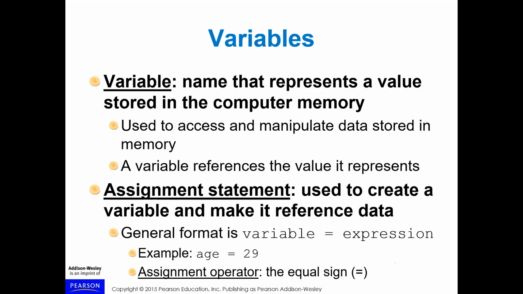These are things that you can try in Python already with your Jupyter notebook. Just type this up, age equal 29, and then do another line, print age, and then hit run, and you should be able to see the 29 printed out. So it's pretty simple.